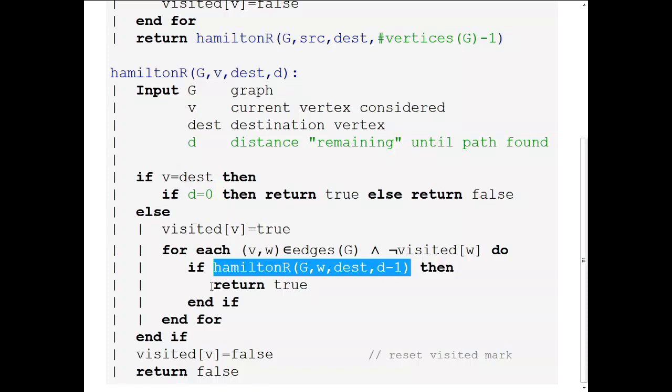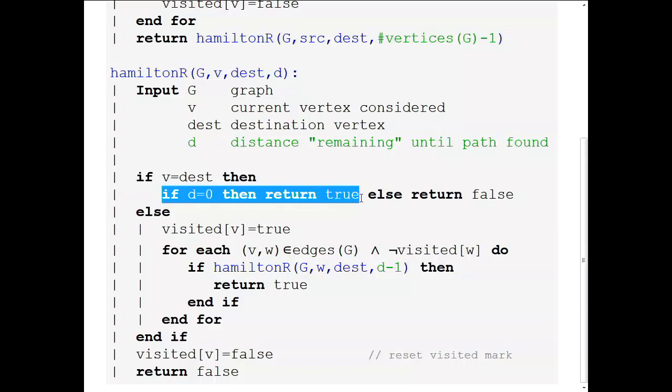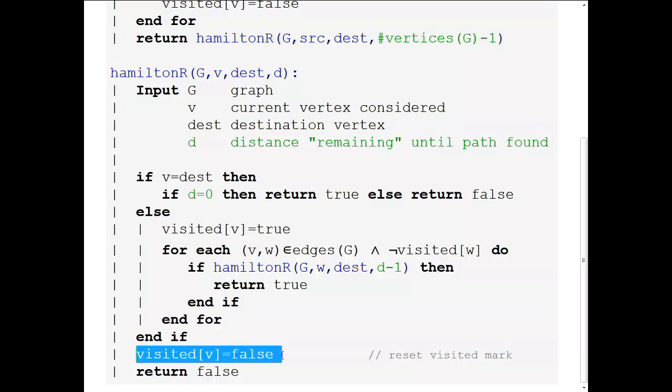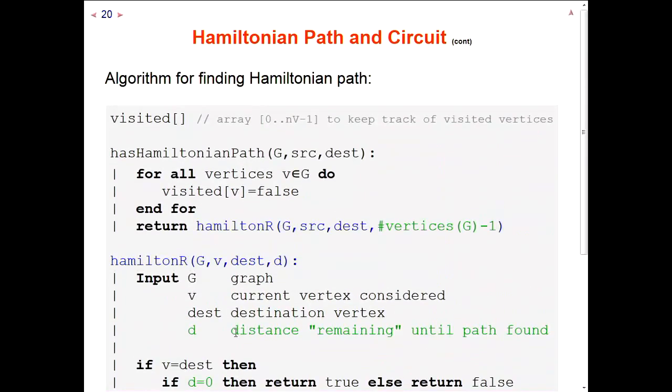If the recursive call is successful, then eventually I must have reached this case here, that the distance was 0. And I have reached the destination. So if one of the recursive calls gives us a successful solution, then we know we have found a successful solution. If, on the other hand, we have exhausted all of this, then we have to backtrack. We have to say, well, visiting V next doesn't really work. We can't find a Hamiltonian path from here. So we unset that marker that we have visited this vertex, because we might have to come back to V via a different route in order to finally get to a Hamiltonian path. That's the algorithm.